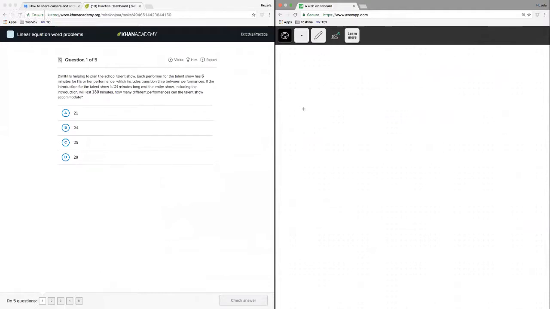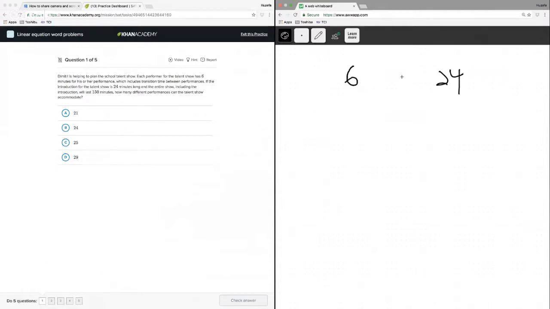So let's jump into the first problem. We're just going to get right through them. So here we go. Dimitri is helping to plan the school talent show. Each performer for the talent show has 6 minutes for his or her performance, which includes transition time between performances. I'm just going to write down 6. If the introduction for the talent show is 24 minutes long, I'm just going to put a 24 here, and the entire show, including the introduction, will last 150 minutes. How many different performances can the talent show accommodate?